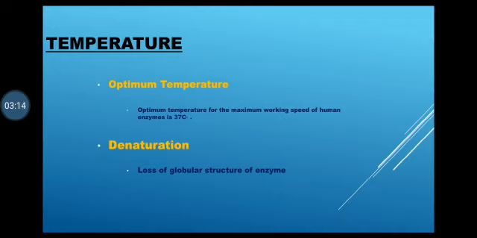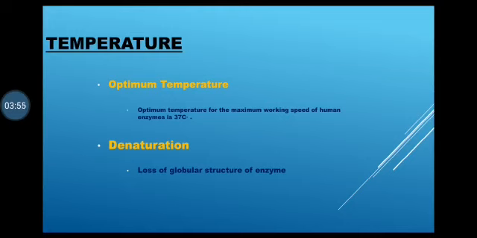So what will the temperature do? What is the effect of temperature on the enzyme? When we provide temperature to the enzyme, the molecules or atoms of the enzyme start to hit one another. Just like in the case of water, when we heat water, the molecules of the water start to collide with one another, and then at 100 degrees centigrade, they start to change into vapors.